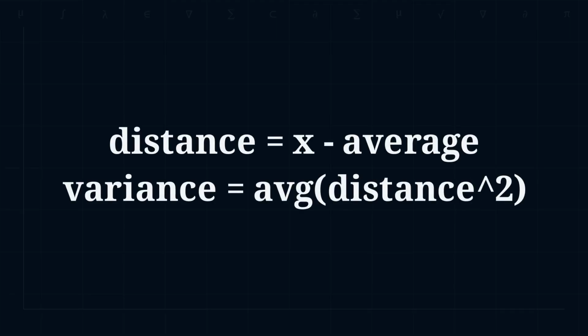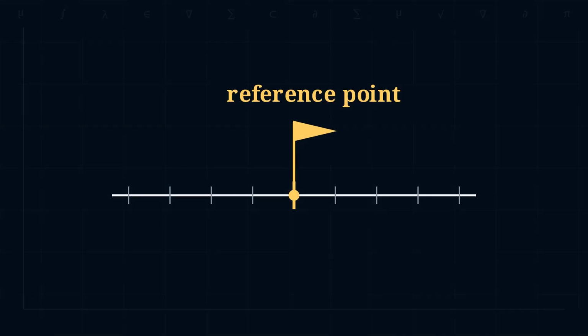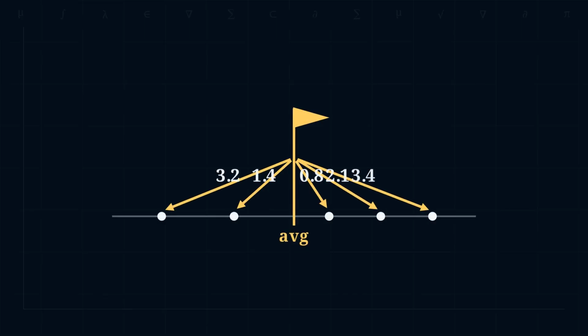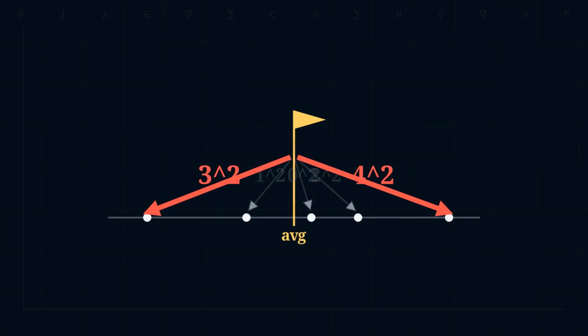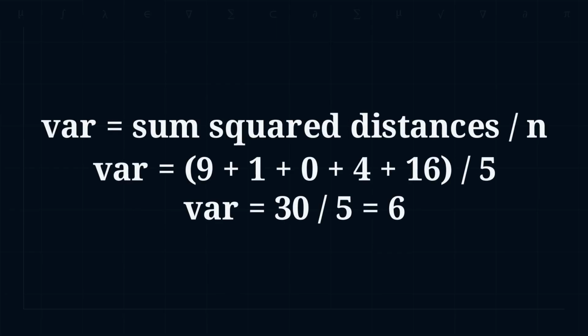Variance is the systematic way to quantify that spread. You start by picking the average as a reference point. Then you look at each value's distance from that reference. You square those distances so that values on opposite sides do not cancel, and so that large misses count more than small ones. Then you average those squared distances. That final average is the variance.